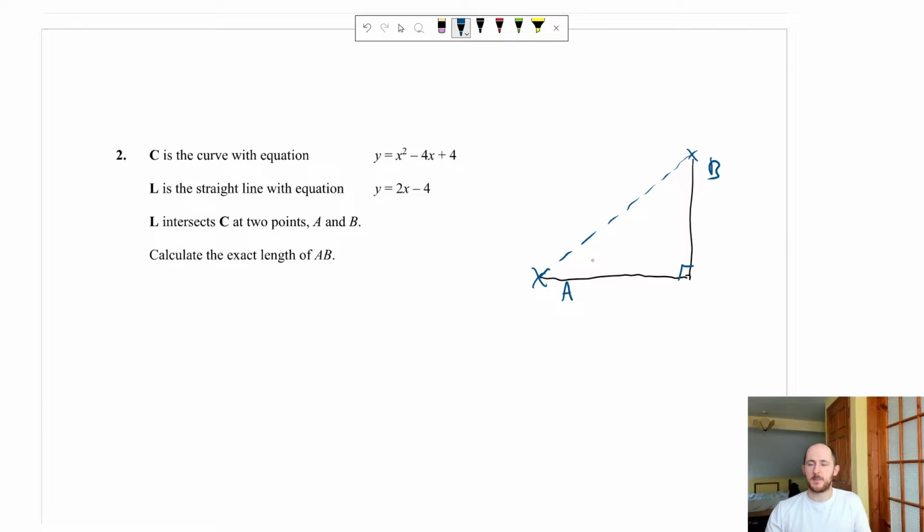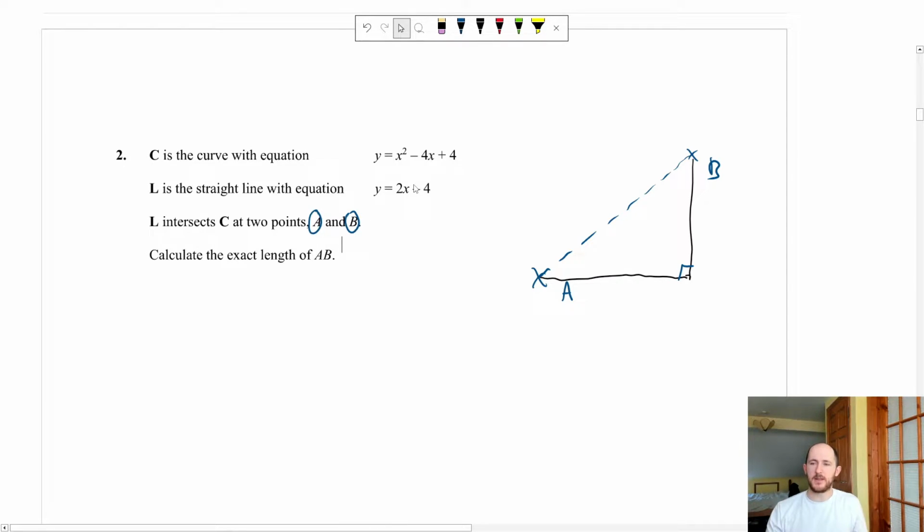So we need to somehow work out the coordinates of A and B. Again, notice how I'm starting from the end. I need to work out the length of AB. Well, how can I do that? Well, I need the coordinates. Well, how can I get the coordinates? Well, what are A and B? They are points where the line and the curve intersect.